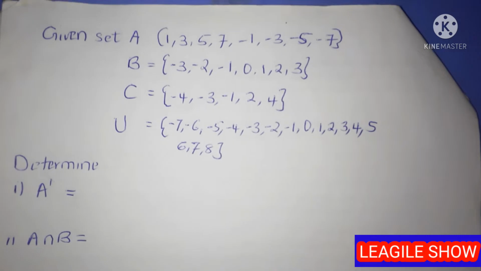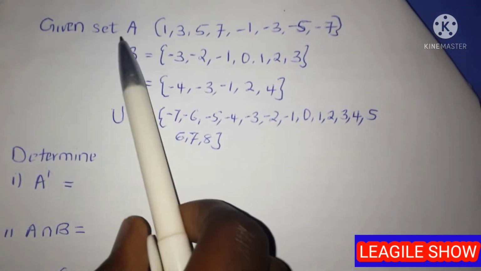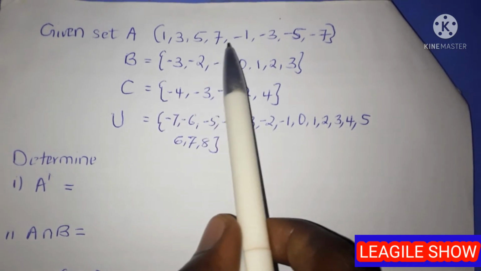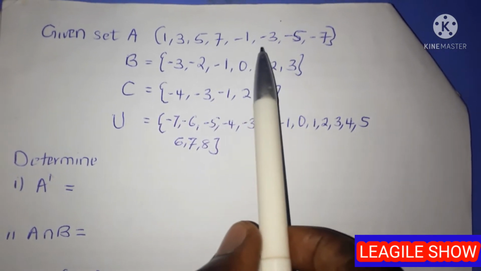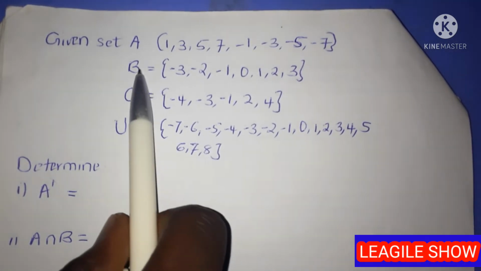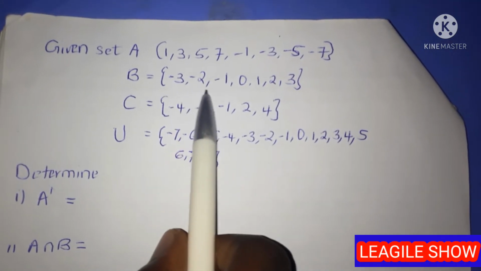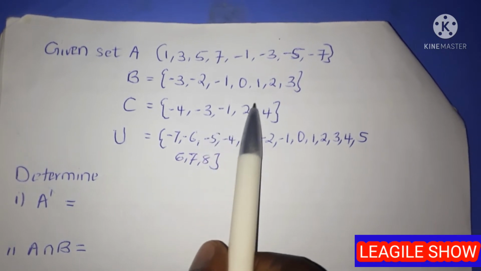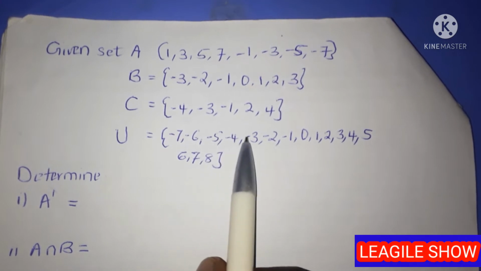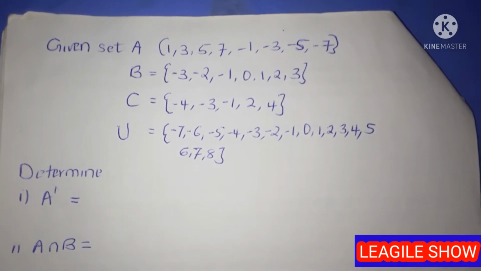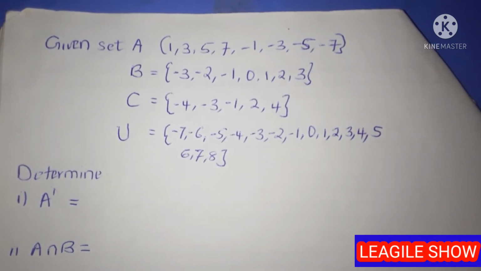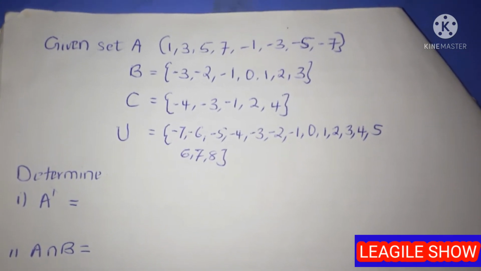So the question is, given set A where the elements are 1, 3, 5, 7, -1, -3, -5, -7. Then set B here having elements like -3, -2, -1, 0, 1, 2, 3. Then set C: -4, -3, -1, 2, 4. Then the universal set is having -7 all through to element 8.